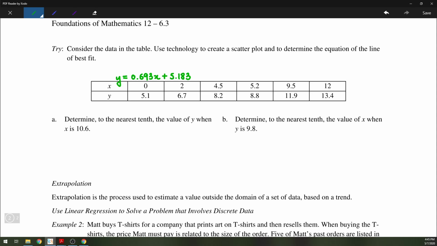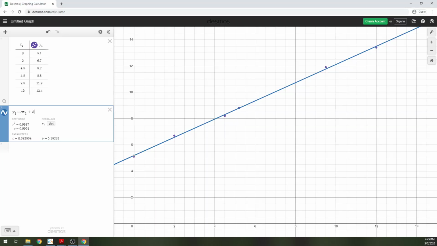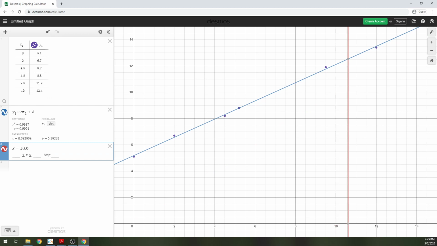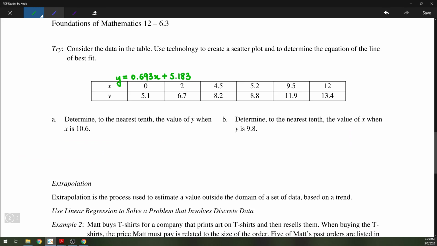Okay, the next part says to determine to the nearest tenth the value of y when x is equal to 10.6. So that's something that we're familiar with. Let's go back to Desmos, and we're going to enter x equals 10.6 and see where it intersects our line of best fit. Looks like y is equal to 12.5 here. So let's go ahead and record that.